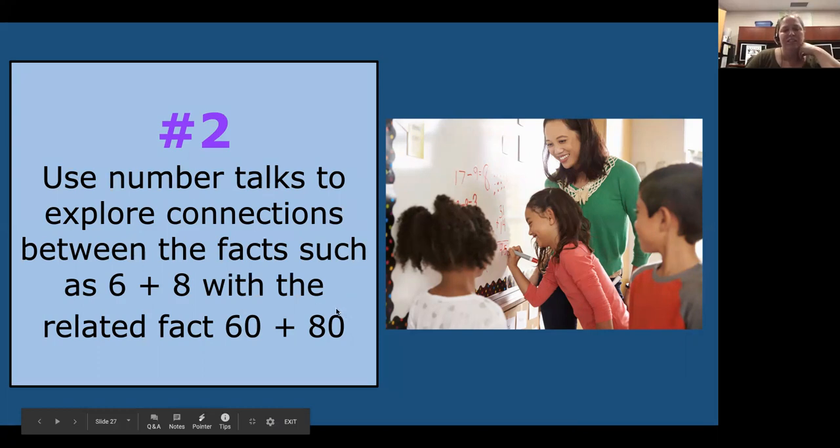I talked at the top about having these connections, exploring number connections between the facts of 6 plus 8 with the related fact 60 plus 80. So using our number talks to really bring out those connections is another thing that teachers can do to help students be prepared for subtraction.